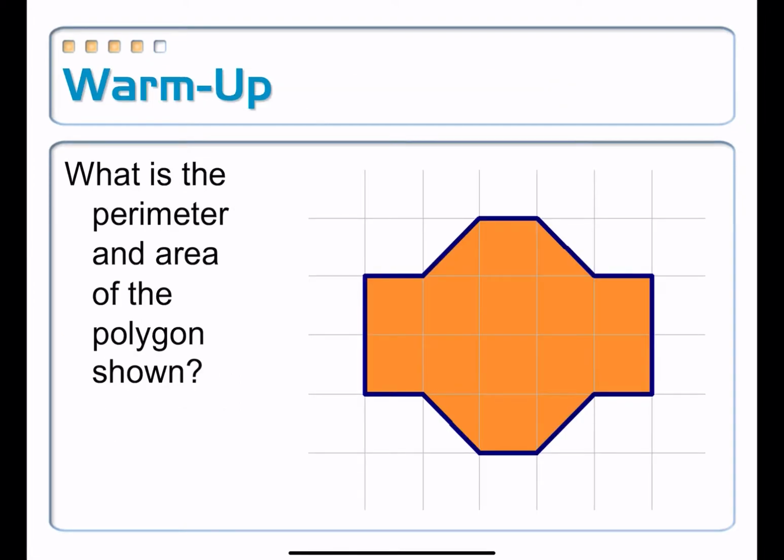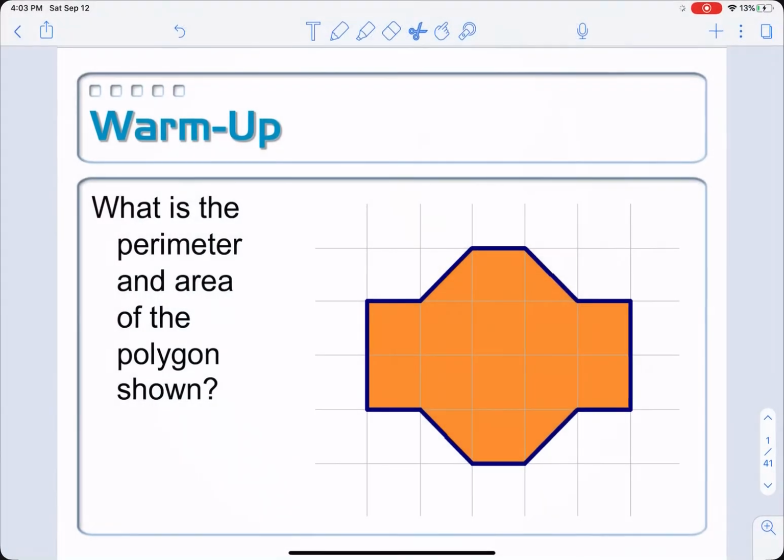What is the perimeter and the area of this polygon? Well, it is in fact a polygon, even if it is a strange one, because it's completely enclosed, it's flat, and it's all straight sides. Since this thing is graphed, one of the ways that you can find its area is just simply counting up all of the squares, right?